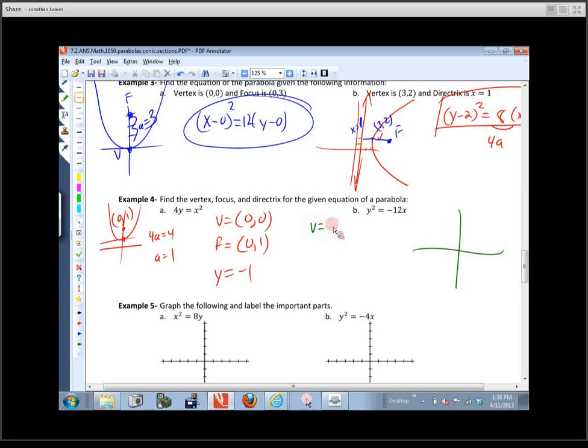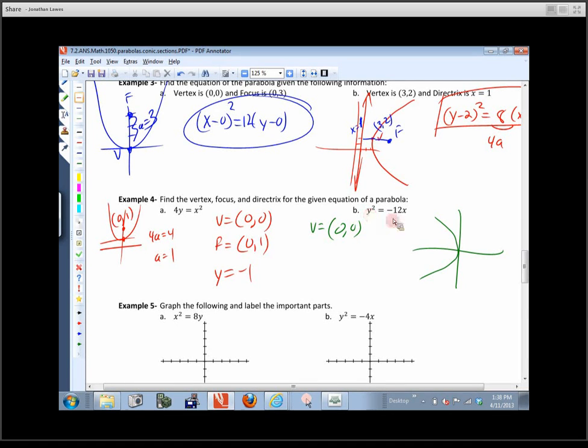Vertex is easy, right? (0, 0). Which way does it open? Opens to the left. So we're looking for something that looks like this. The y-squared tells us it opens left or right. The negative tells us that it opens left.